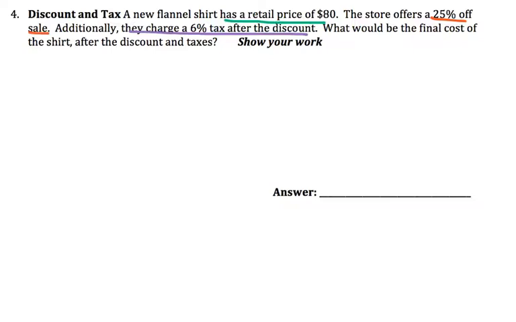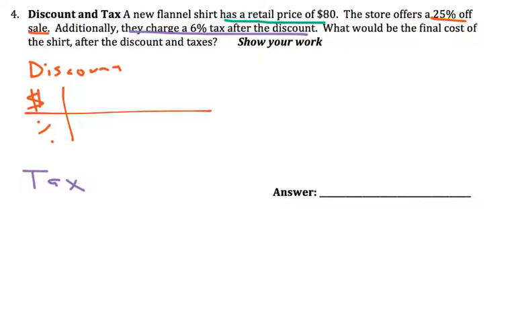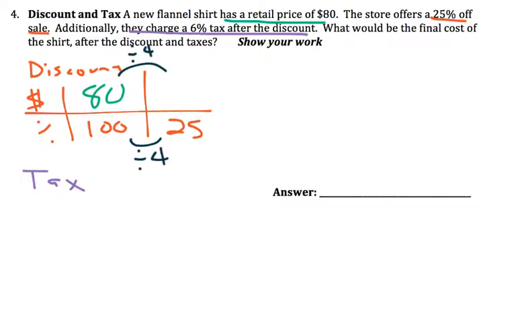Alright, so this is a two-step problem. We're going to start off with the discount, and then we'll apply the tax. So we have dollars and a percent. Our retail price of $80 is 100% since it's the starting price. We're trying to get to 25, so again, the quarter strategy is useful. Let's just divide by 4, and that would give us $20 is 25%.